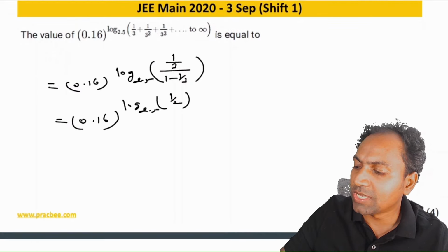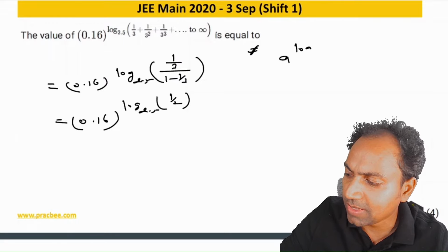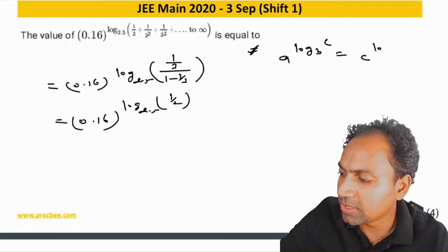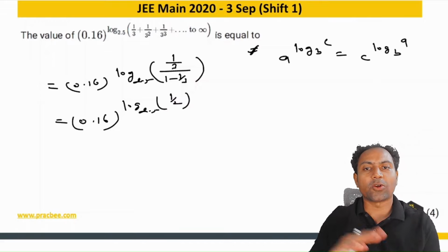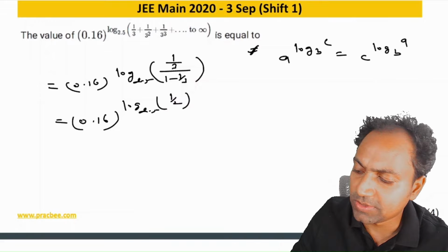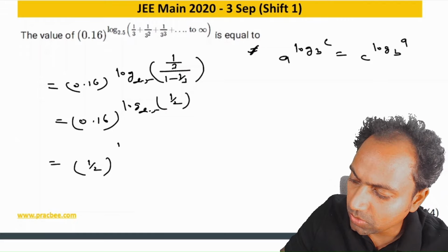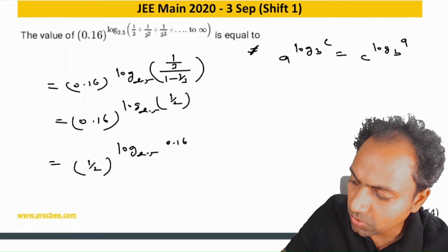Now you can use the ABC formula. Let me remind you what the ABC formula is. So if we have a raised to the power log c to the base b, then this is equal to c raised to the power log a to the base b. I call this the ABC formula. This is a very common result. So if I use this, this 1 by 2 will come below and this 0.16 will go inside.